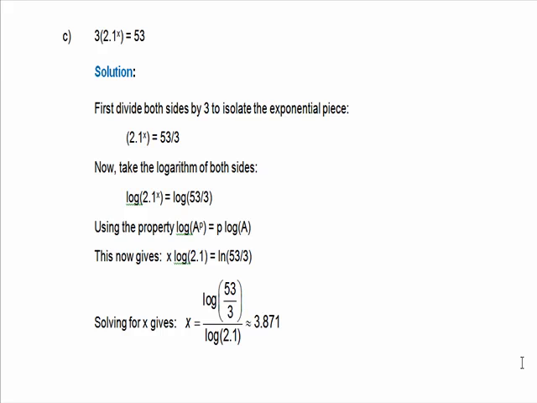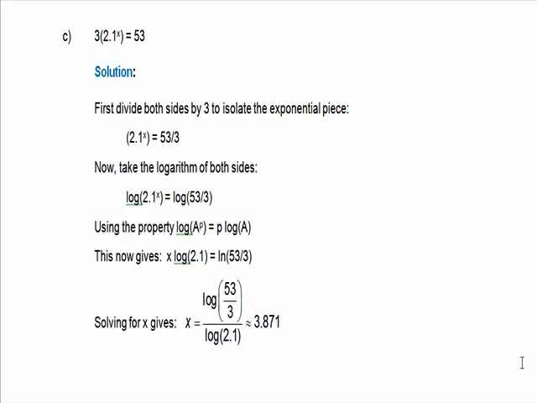So what I'm going to do is use one of my logarithm properties. I'm going to use the property that says the log of a to the p is equal to p log a. Doing this gives me that the log of 2.1 to the x would be the same as x log 2.1. So I end up with x log 2.1 equals the log, and that should be log, not natural log, of 53.3.